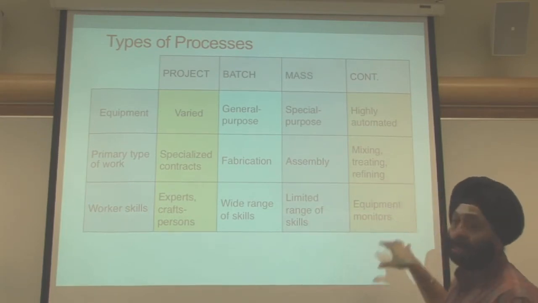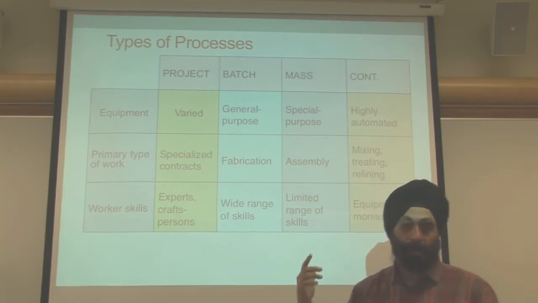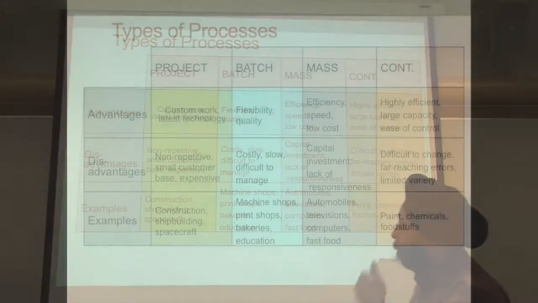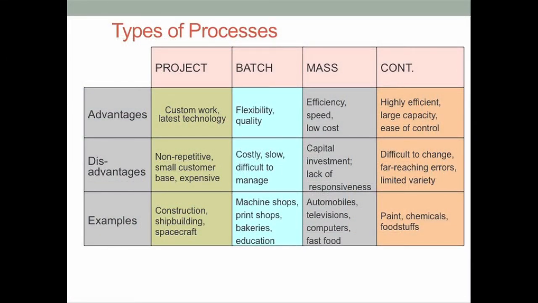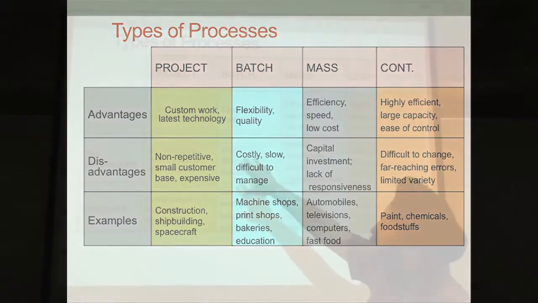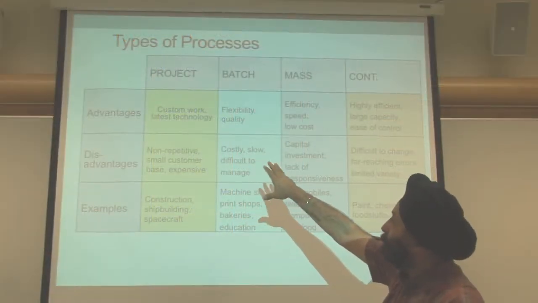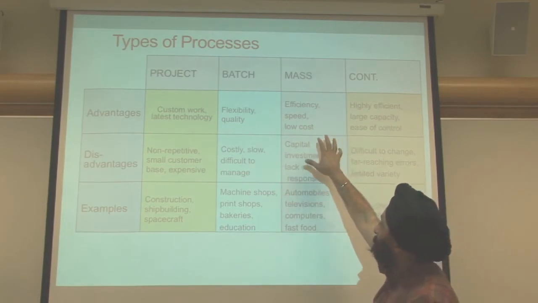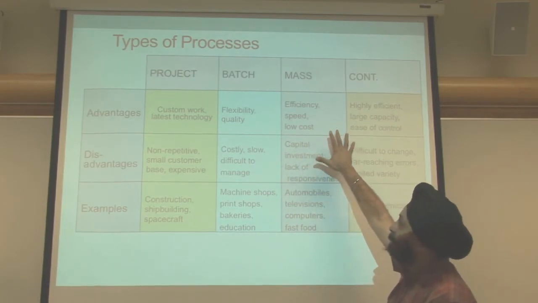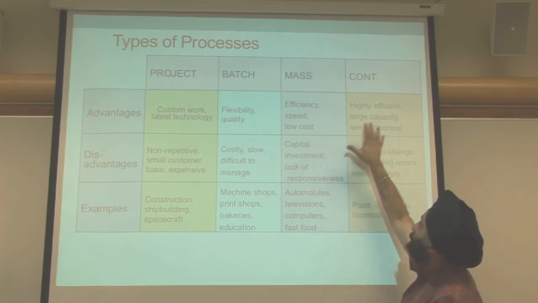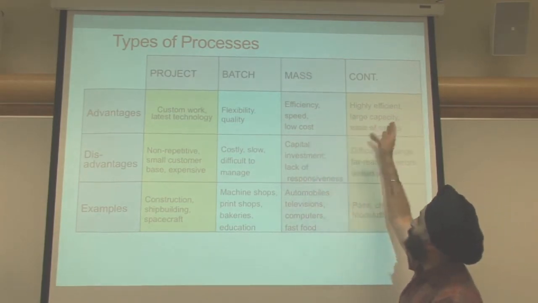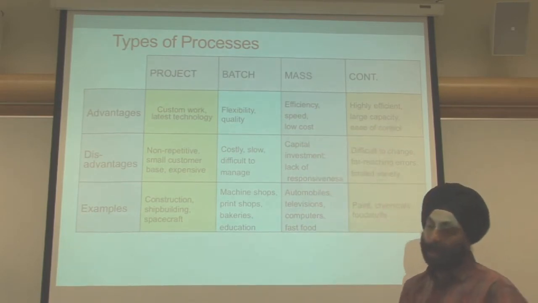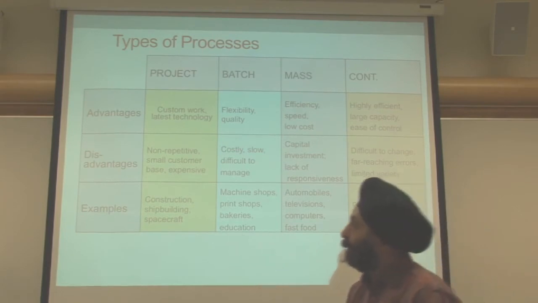And over here, in continuous, they don't really do a lot of work except to monitor the equipment in this case. In terms of type of processes, advantages in project are custom work and the latest technology that is used, whereas in batch, you have the flexibility and quality. Mass production focuses on efficiency, speed, and low cost, and whereas in continuous, even more efficiency, even providing extremely large quantity and easy to control because of monitoring.